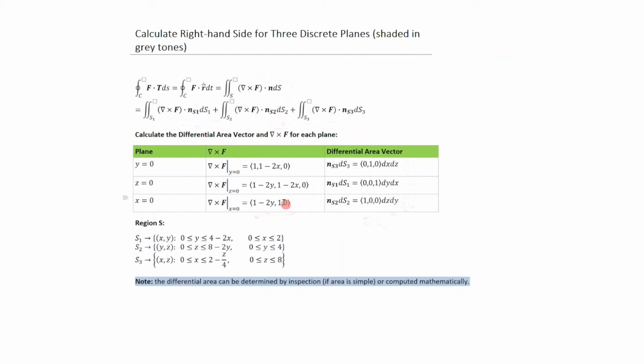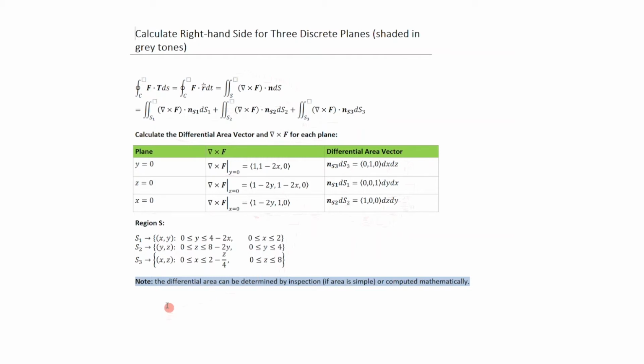These we've now computed, and so the only question is to determine the bounds on the integrals for S1, S2, and S3. For S1, we'll have 0 less than or equal to y less than or equal to 4 minus 2x, and 0 less than or equal to x less than or equal to 2. You can obtain these just by looking at the diagrams from the previous page. There are the individual triangles, and you just have to find the bounds. For S2, we have these bounds, and for S3, we have these bounds.